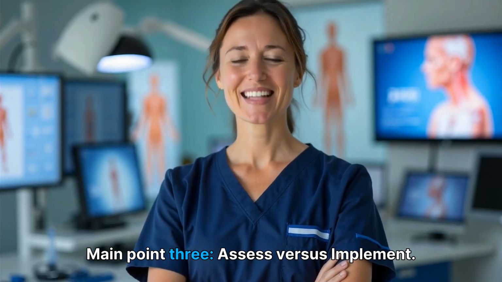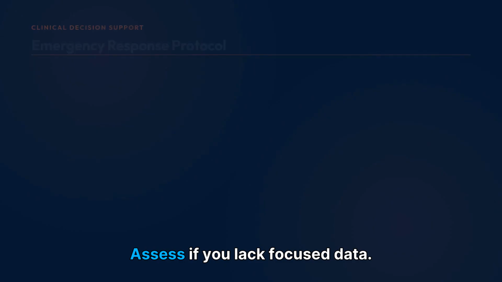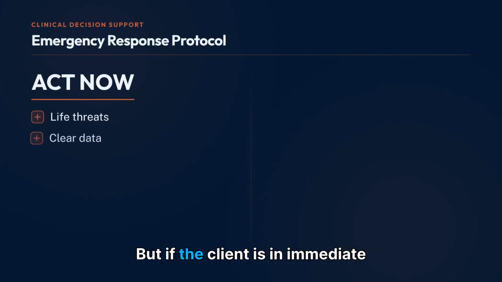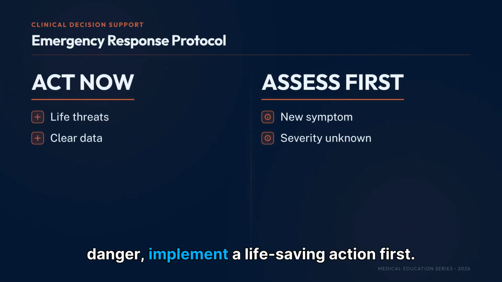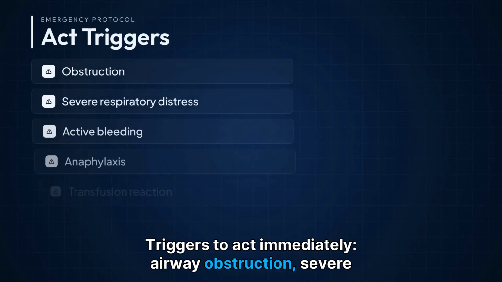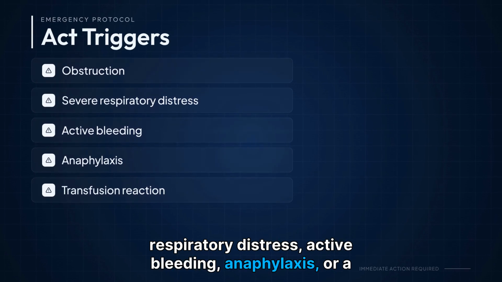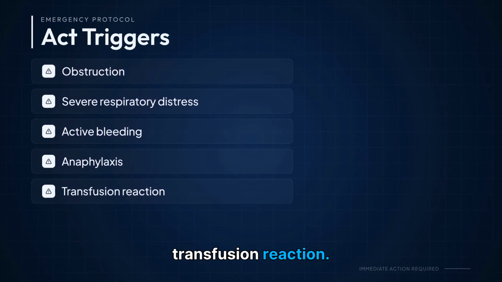Main point 3. Assess versus implement. This is where most students get stuck. When do you gather more data, and when do you just act? Assess if you lack focused data, but if the client is in immediate danger, implement a life-saving action first. If you already have clear data that demands action, act. Triggers to act immediately: airway obstruction, severe respiratory distress, active bleeding, anaphylaxis, or a transfusion reaction.